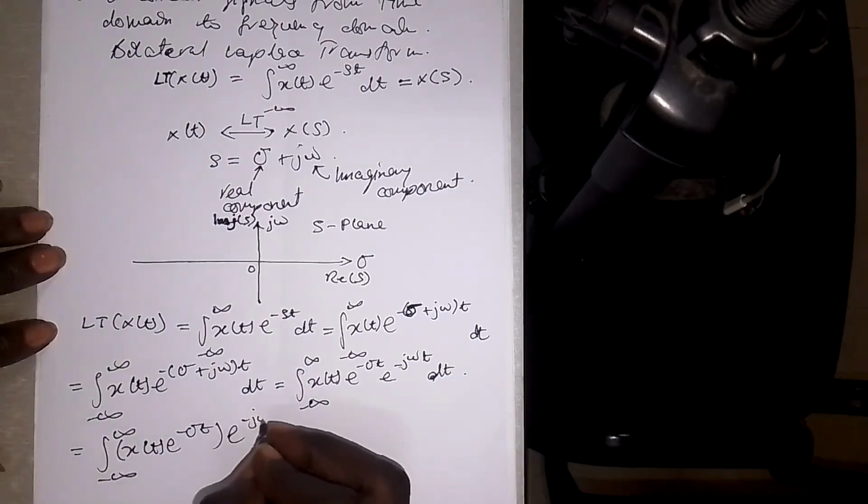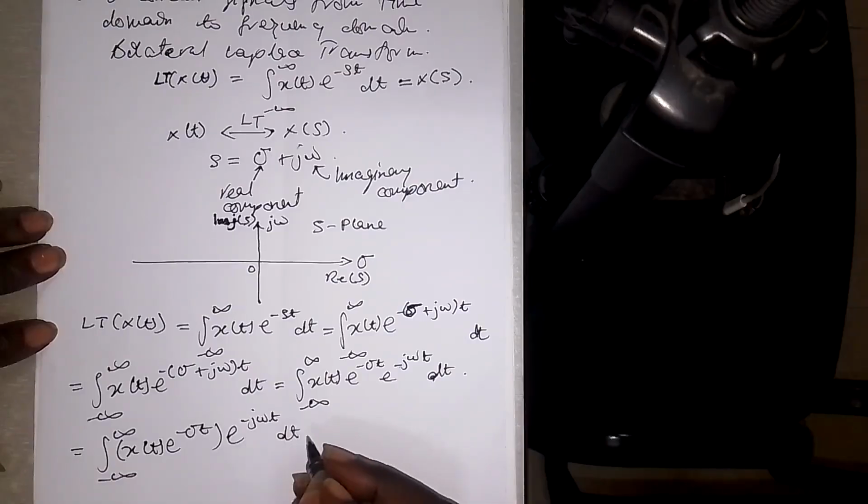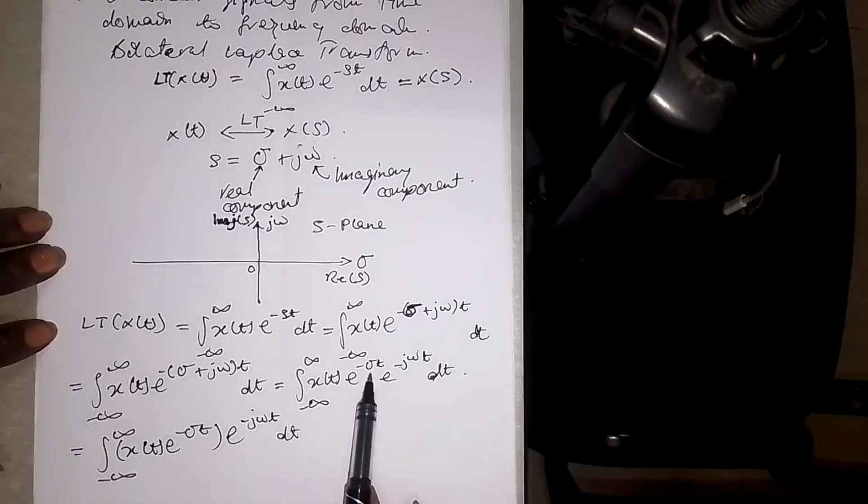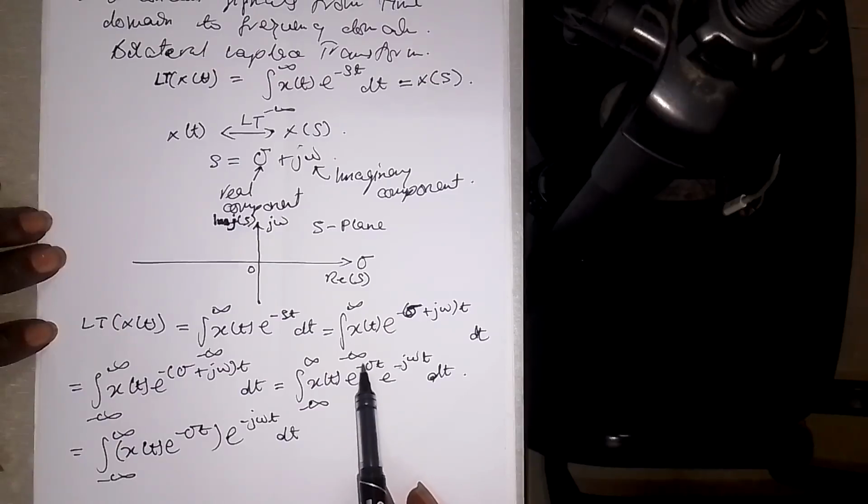E to the minus j omega t. Now you can see that this is used in the Fourier transform, and this is also used in the Fourier transform. The only thing that is not there in the Fourier transform is this one. So you can have the Fourier transform within a Laplace transform. The only thing missing is the real component. Otherwise, this x of t is within the Fourier transform.